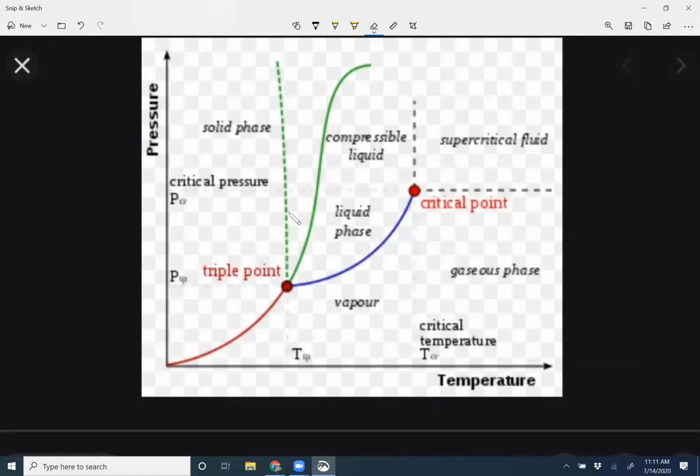So some key points right here. This is what's called the triple point. It's the pressure and temperature point when all three phases of matter exist at one time.